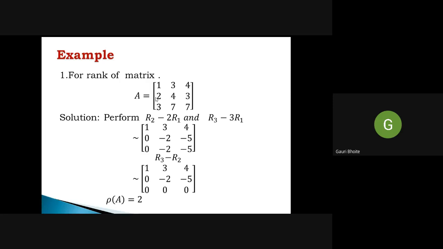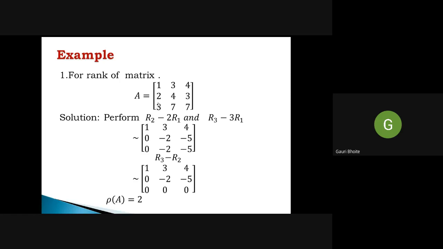How do we reduce it? I use row transformations. First I make the entry 0 below A11. To make this 0, I use R2 minus 2R1. So perform the operation R2 minus 2R1: 2 minus 2 is 0, 4 minus 6 is minus 2, 3 minus 8 is minus 5. So the new second row becomes 0, minus 2, minus 5.